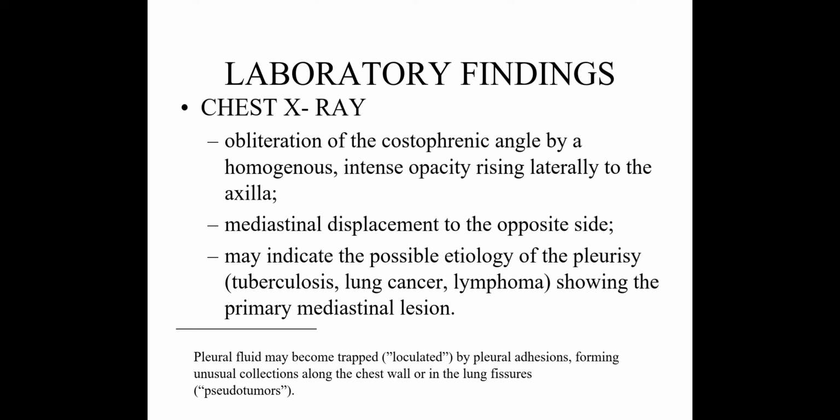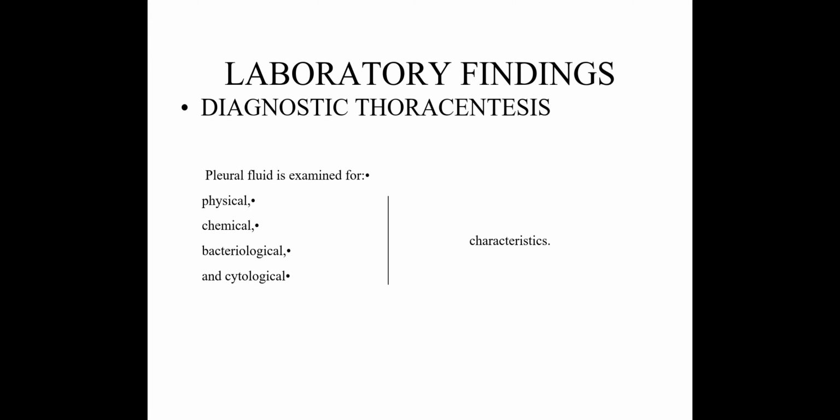Chest X-ray shows obliteration of the costophrenic angle by a homogeneous intense opacity rising laterally to the axilla, with mediastinal displacement to the other side. It may indicate the possible etiology of the pleurisy: tuberculosis, lung cancer, lymphoma, showing the primary mediastinal lesion. This is by X-ray.